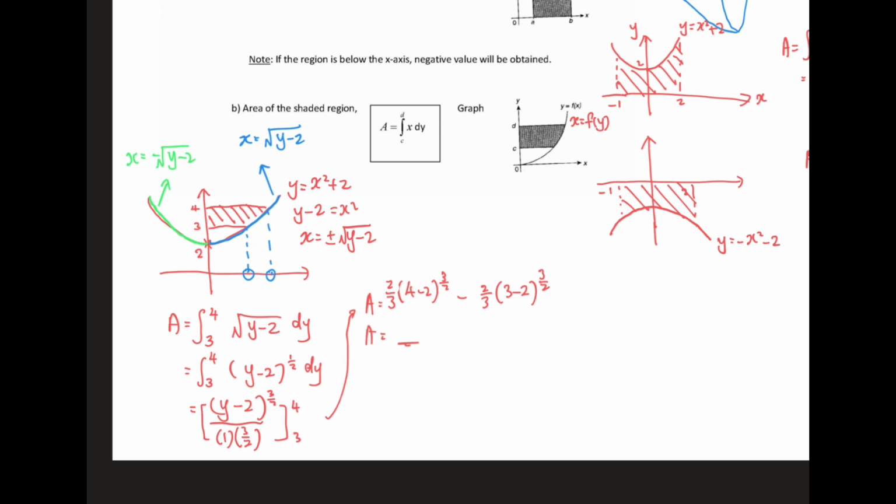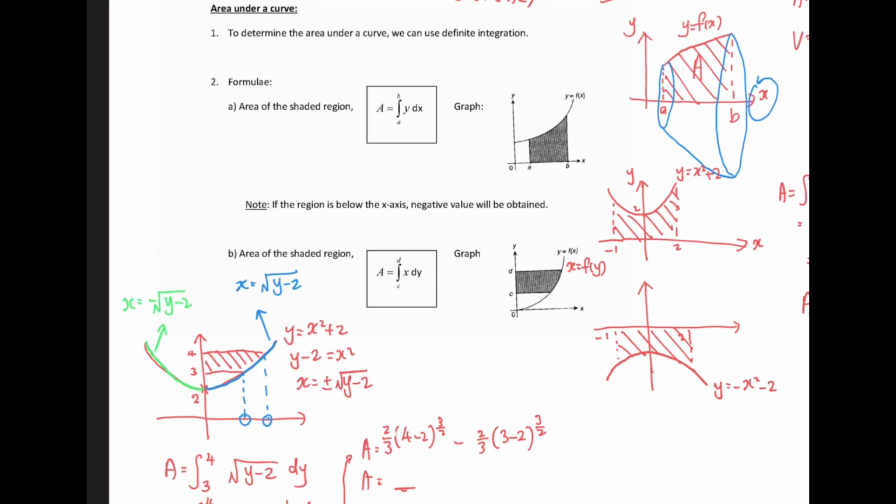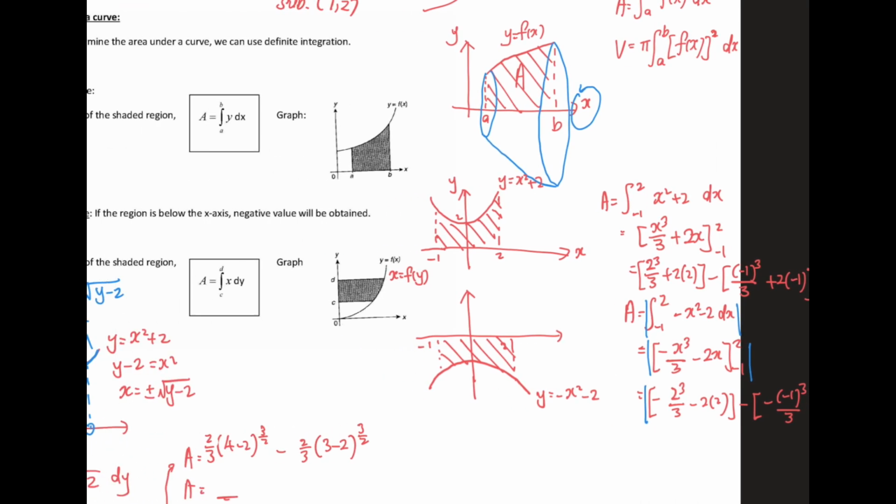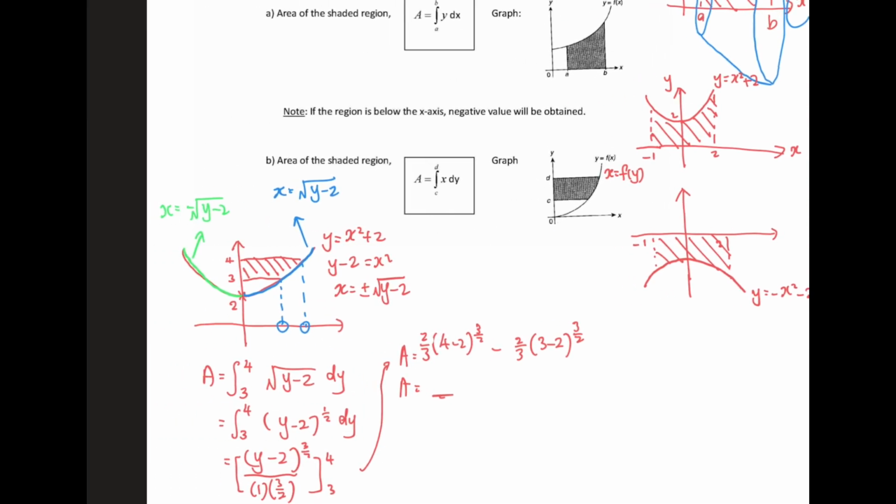Okay, so likewise, I have to put another situation here. Just now, if you see the note, they say if the region is below the x-axis, negative value will be obtained. So this is the case. Below x-axis, you get a negative area. As you can see here, it is negative, and you need to modulus to make it positive.